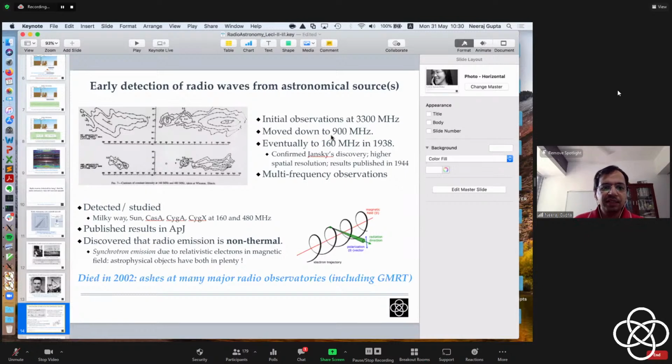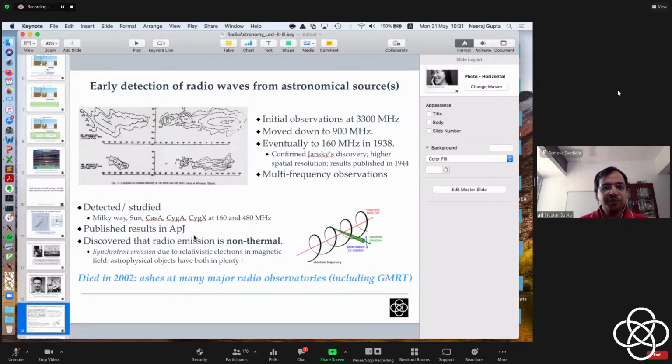And then he further observed various objects in the sky at 160 and 480 megahertz. These are examples of multi-wavelength astronomy in those days, multi-frequency observations. He observed different objects like the Sun, Cassiopeia A, and Cygnus A, some of the brightest radio sources in the sky. He published the results in a journal. So you can think of him, not just think of him, he is the first professional radio astronomer.